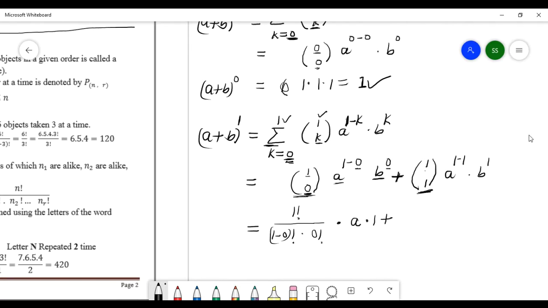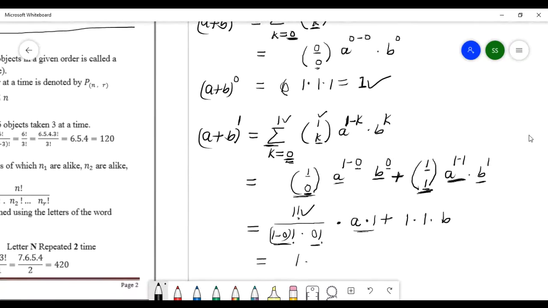Last lecture I told you, if this and this are the same, then the combination is 1. Okay. And here a power 1 minus 1 comes a power 0, and a power 0 is 1, and here comes b power 1, meaning b, this one, right? So this equals, see this, 1 factorial is 1, and 1 minus 0 is 1, and 1 factorial is 1, and factorial 0 is 1. So this is all 1. Okay.